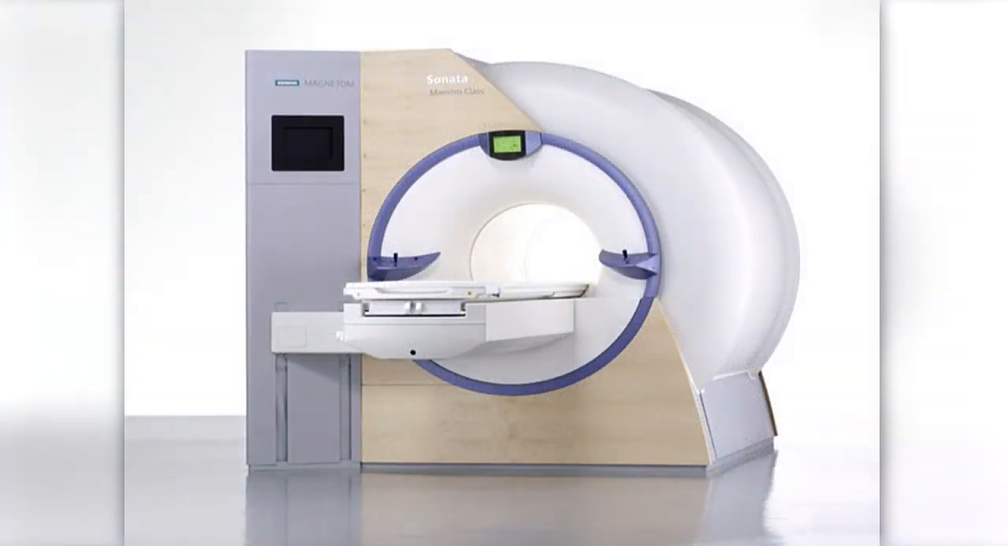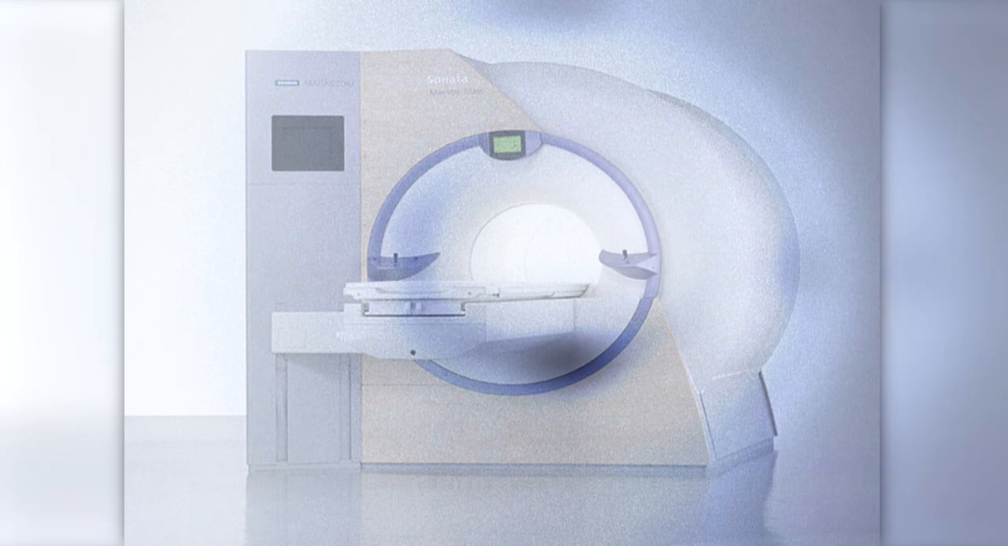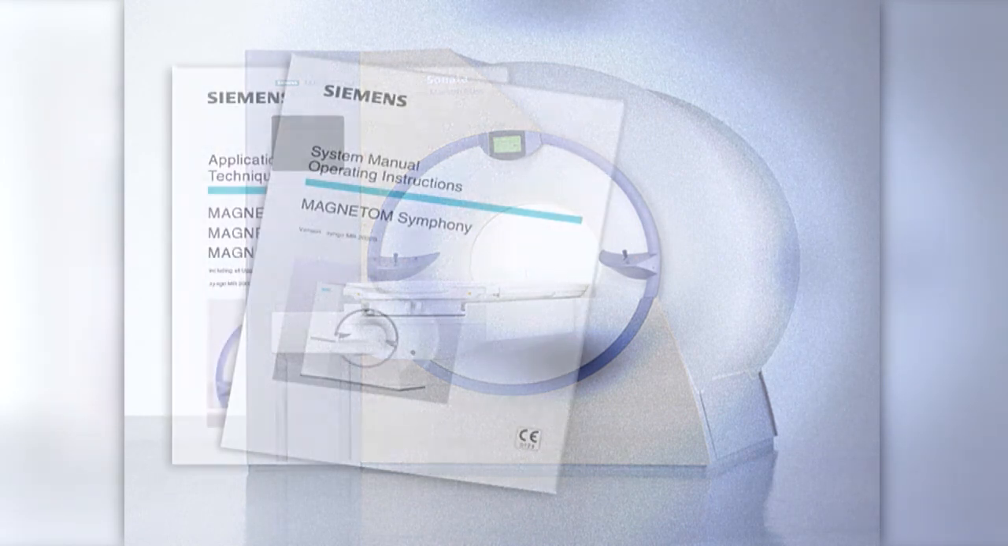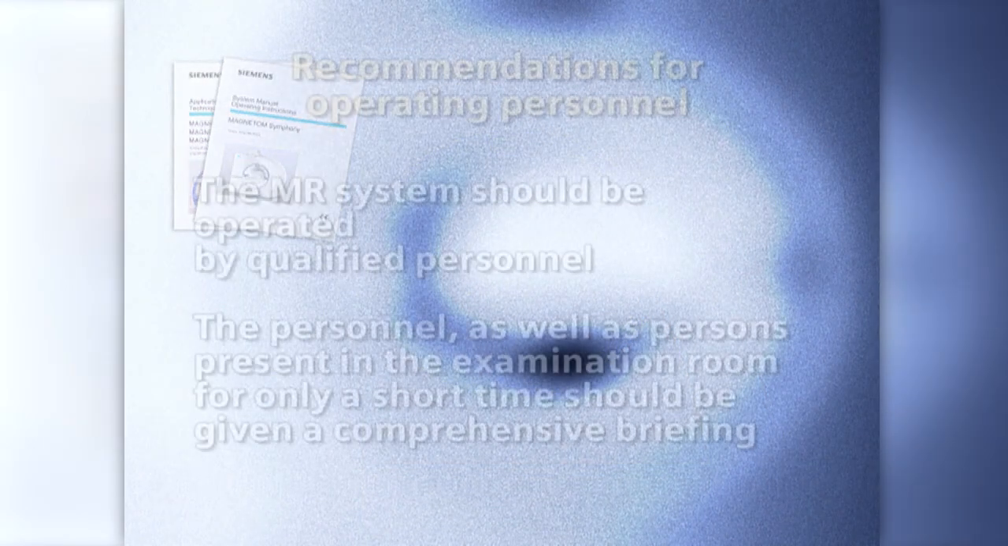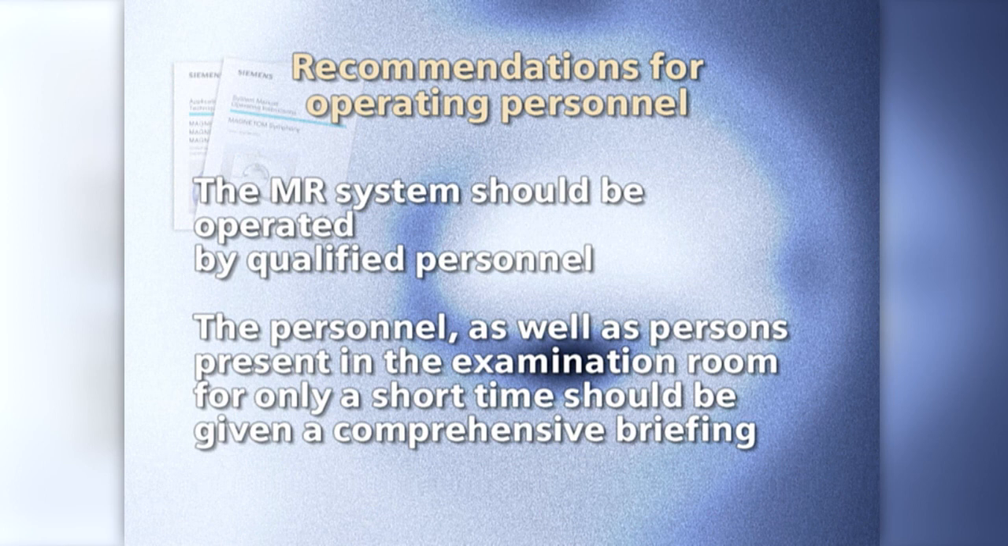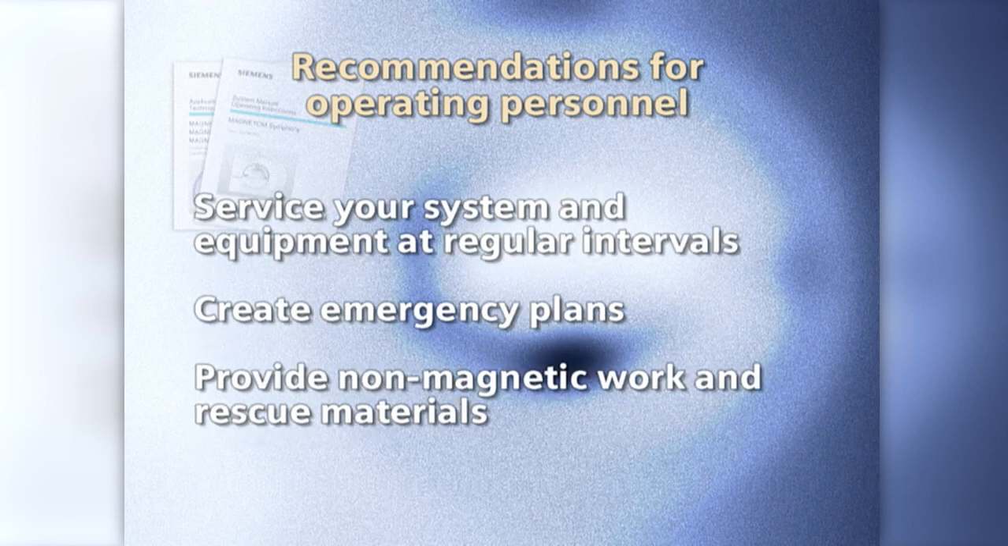For this reason, take the recommendations for operating personnel seriously and ensure regular maintenance of your equipment. Create emergency plans that describe the measures the patient, personnel, and rescue workers should take in response to potential dangers. Conduct regular emergency exercises with groups. Provide precise documentation of the emergency. Provide non-magnetic tools for cleaning, service, and emergency personnel.